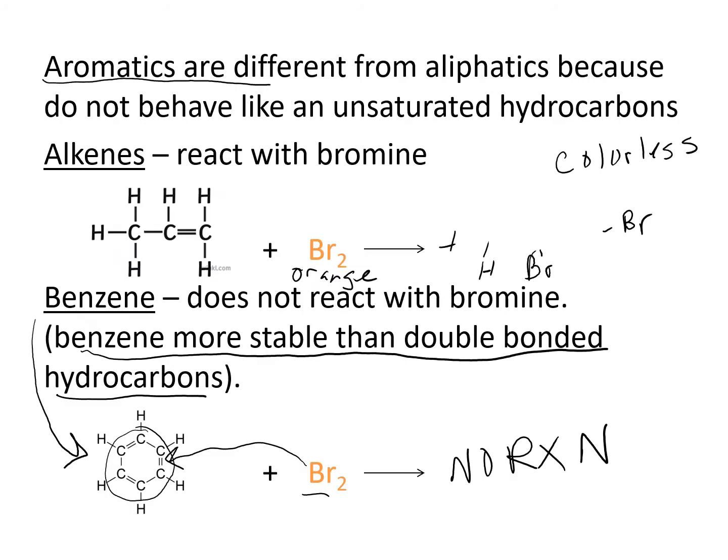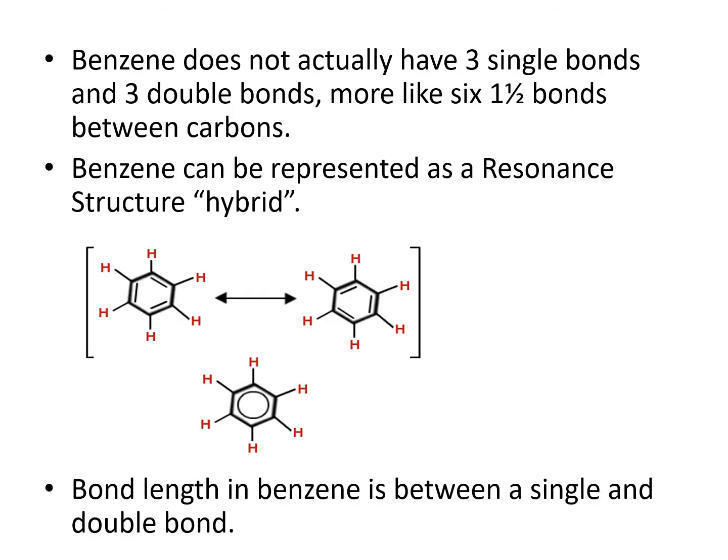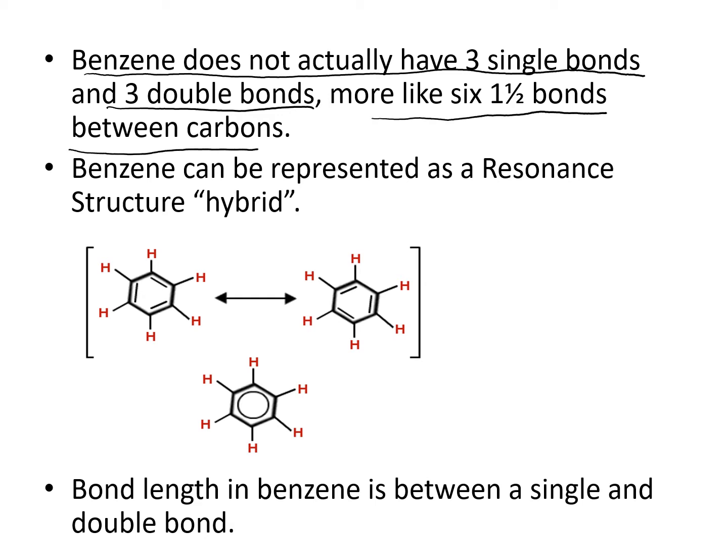We know that aromatics are different from aliphatics. Benzene does not actually have 3 single bonds with alternating 3 double bonds. It's more like it has 6 1.5 bonds between those carbons. How they know that is you can actually measure the bond length between the carbons in benzene and find that the length is somewhere between a single and a double bond. So we learned previously that a single bond is longer than a double bond. So they can actually measure with powerful microscopes the distance between these carbon atoms.